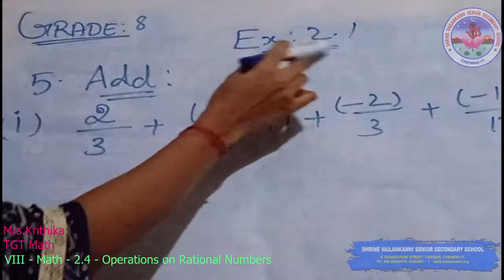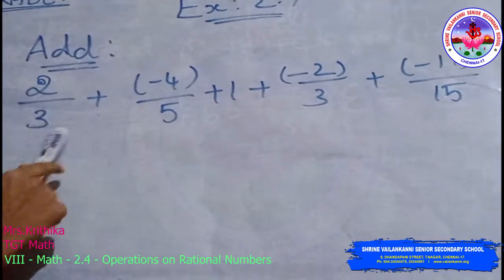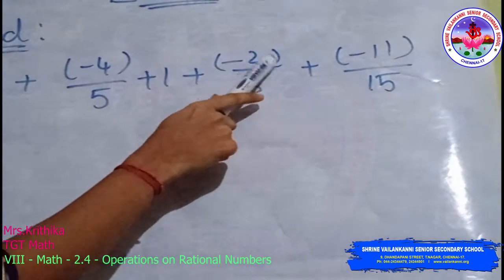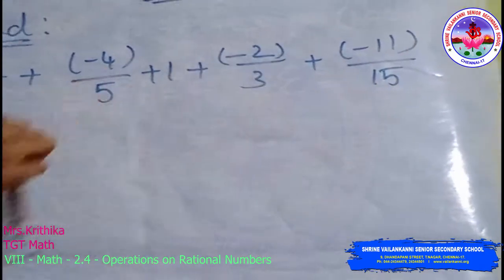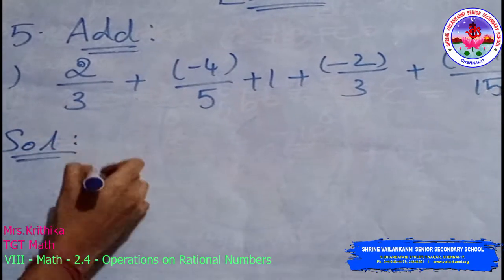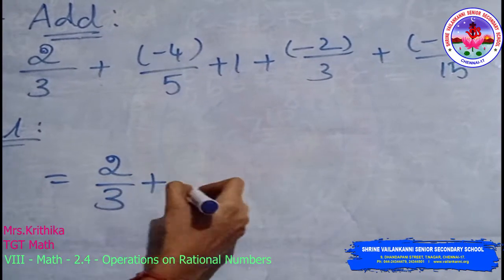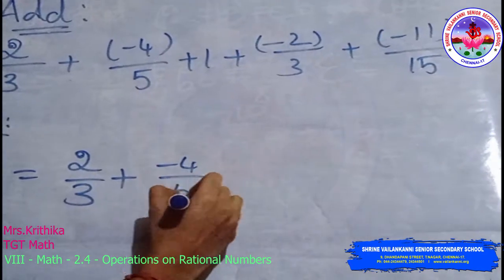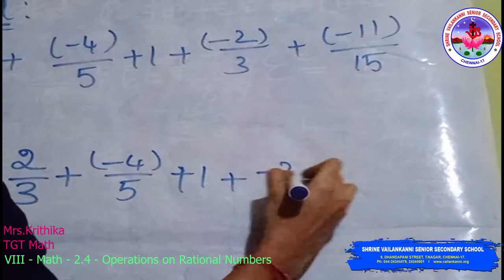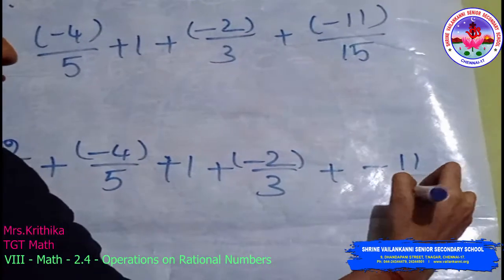Next, exercise 2.1, fifth question. Add. The first one is 2 by 3 plus negative 4 by 5 plus 1 plus negative 2 by 3 plus negative 11 by 15. Write down the solution. Write the question: 2 by 3 plus negative 4 by 5 plus 1 plus negative 2 by 3 plus negative 11 by 15.